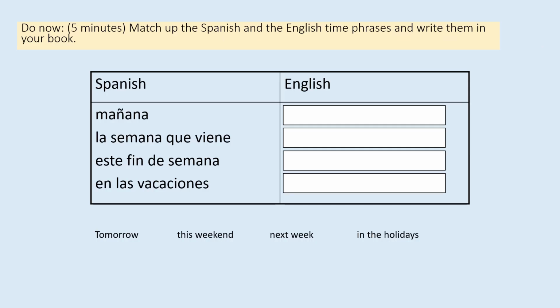Okay, your do now should take 5 minutes. Match up the Spanish and the English time phrases from last lesson and write them in your book. There is no need to do the chart. Just write down the Spanish on one side and the English next to it. So if you do need extra help, the English is written underneath. The options are there. Cover it up or don't look at it if you don't want that additional support. Pause to do that now.